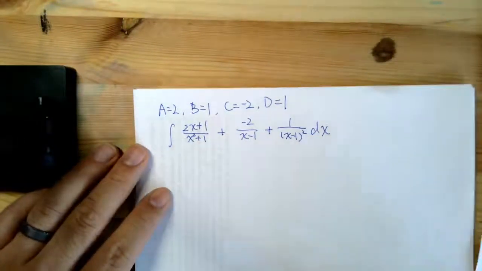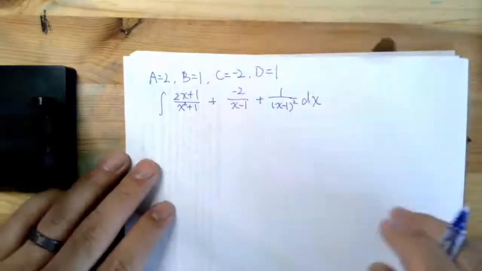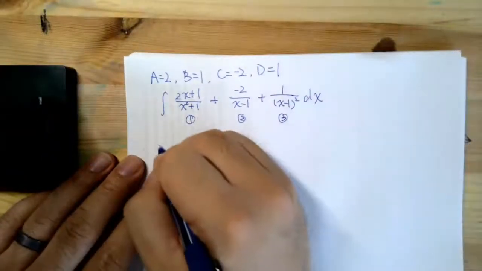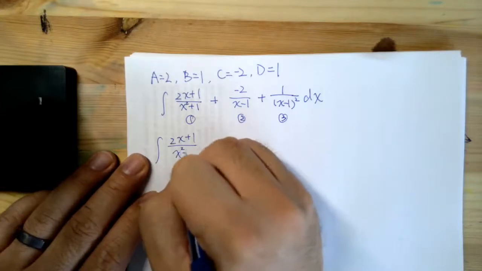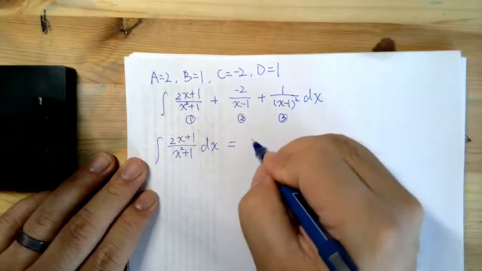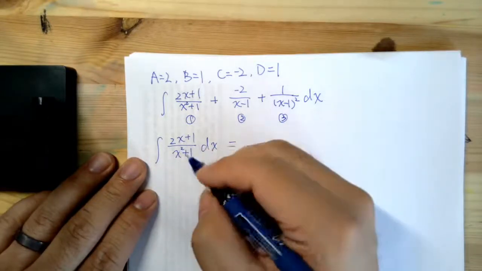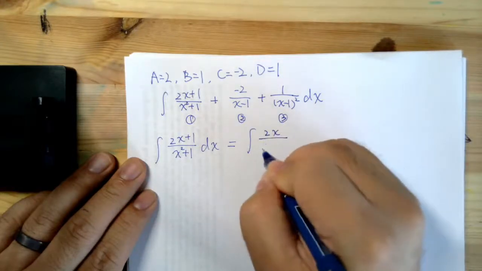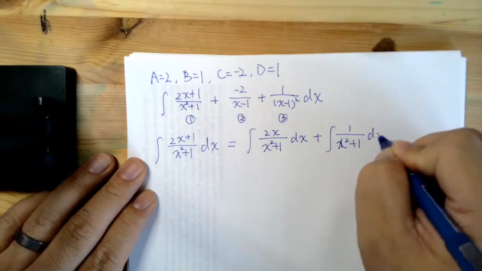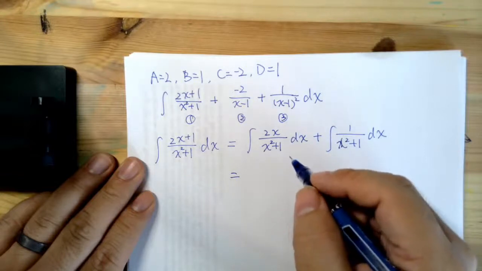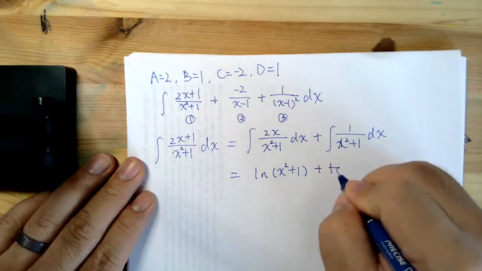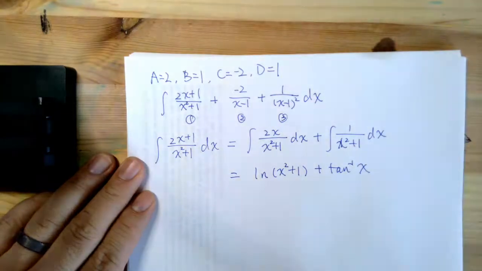Okay, so that's what I have. Now for this integral, let's label these as 1, 2, and 3, so we can deal with them separately. The first one is the integral of (2x plus 1) over (x squared plus 1). This problem is a little bit tricky, because if you directly apply the u substitution, it will not work. However, if you split this integral into two parts, you can apply the u substitution for the first piece. It will give you ln of x squared plus 1. And for the second one, 1 over x squared plus 1, it gives the tan inverse of x. Okay, so that's the first part.